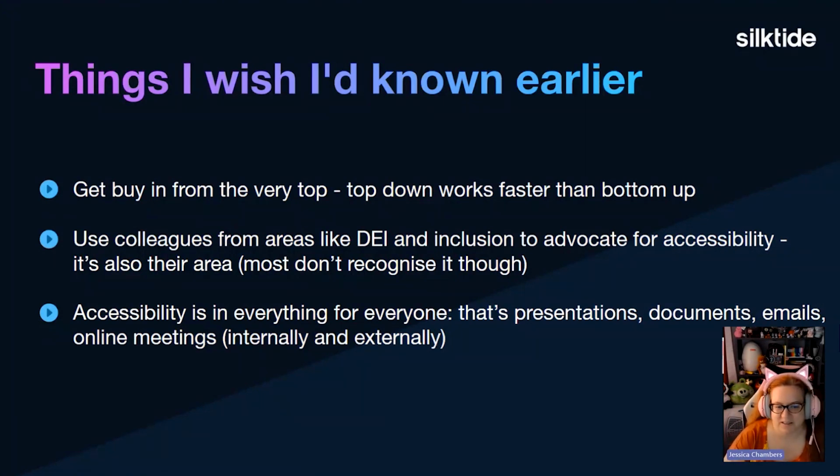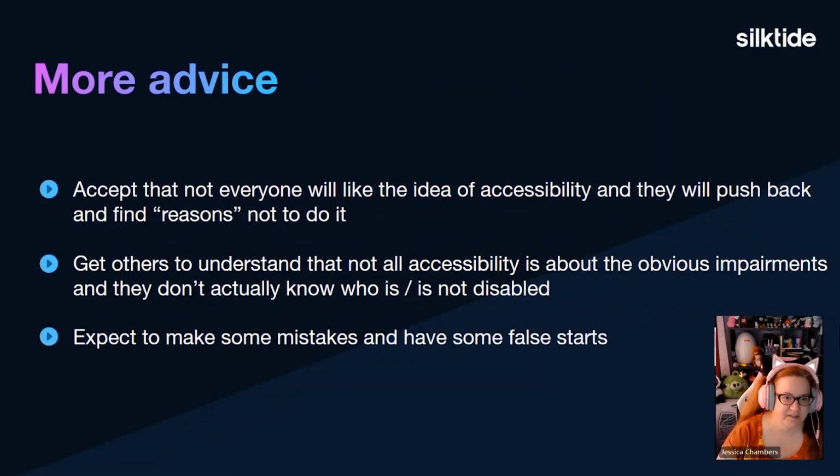You need to remember that accessibility isn't just one thing for everyone. That's your presentations, it's your documents, it's your emails, it's your online meetings, right? Whether it's internal or external. Again, email templates, you change it, you got to get someone to look at it. Bit more of my advice. Sometimes it's hard, but you need to accept that not everyone will like the idea of accessibility, and they're going to push back, and they will find reasons not to do it.